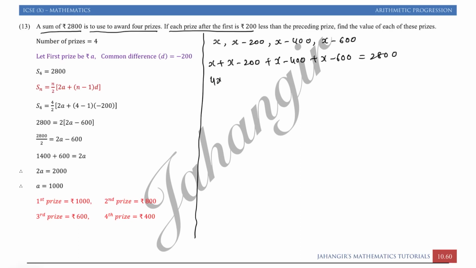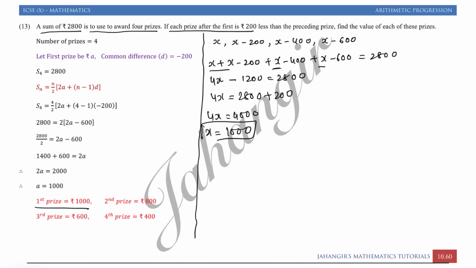So we get 4x because we have 4 x's. Minus 200 minus 400 is minus 600 and minus 600 is minus 1200, that is equal to 2800. So 4x is equal to 2800 plus 200. 4x is equal to 4000. So therefore x is equal to 1000. So my first price is 1000 rupees already got.